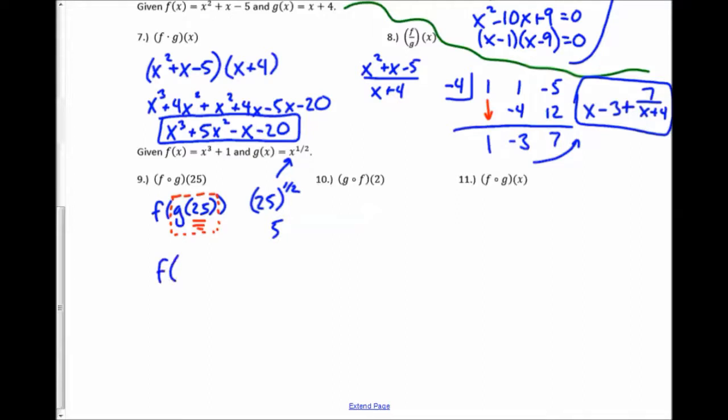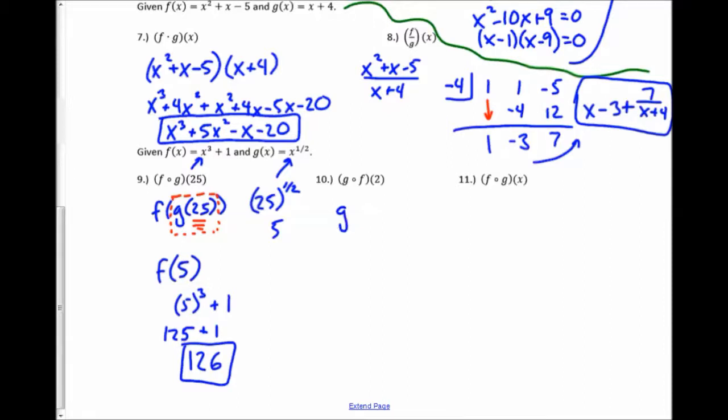So what I end up with then is f of 5, and that's just telling me to plug a 5 into my f function, which is up here. So I'm going to do 5 to the 3rd power plus 1. So that's a 125 plus 1, which is 126, and that's it. So I'm just substituting one thing into the next thing.